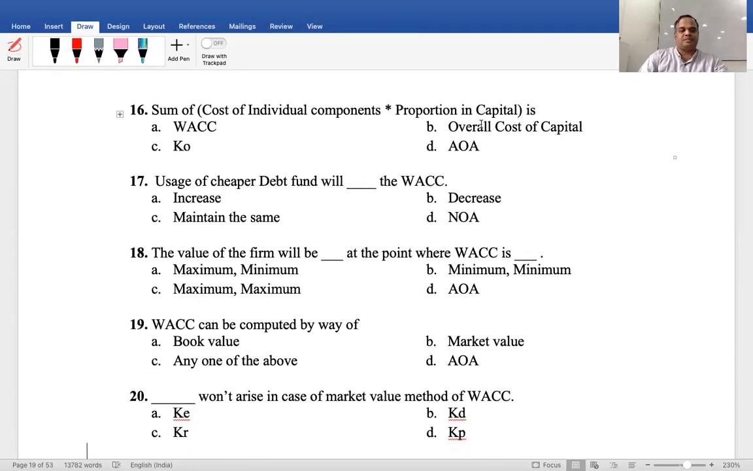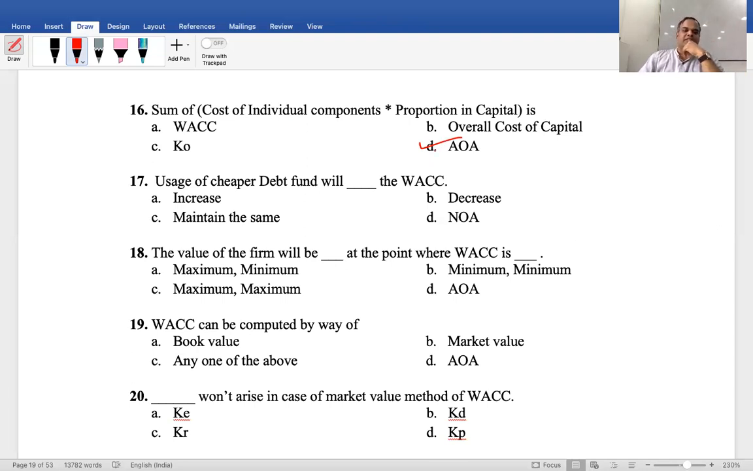Next question. Sum of cost of individual component and proportion in capital is WACC, overall cost of capital, KO, all of the above. All of the above. Overall cost of capital is nothing but weighted average cost of capital. Weighted average cost of capital, you have to express in terms of KO. Therefore, all the above. Are you able to follow or not?